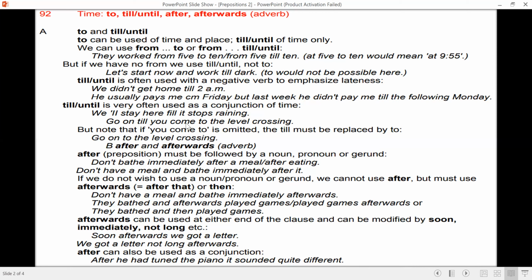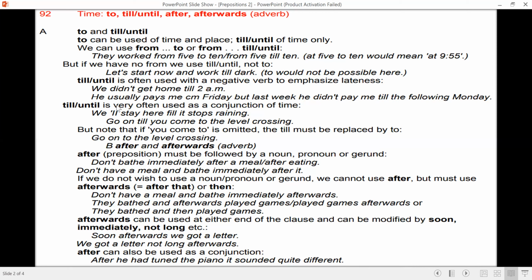We will stay here till it stops raining. Again, a typing mistake, right? This is not will. This is till. We will stay here till it stops raining. Here you are not using to because you have not used from. So whenever you use from, you can use to, till, and until. But if you are not using from, you cannot use to. You will simply use till or until.